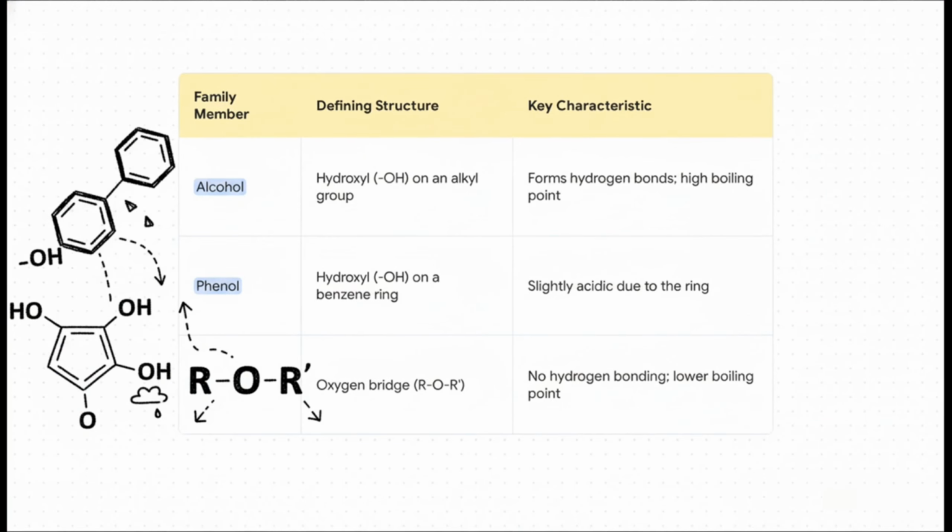So, here's the bottom line. For alcohols, having that -OH group on a carbon chain lets them form hydrogen bonds, which gives them higher boiling points. For phenols, putting that same -OH group on a benzene ring changes the game and makes the whole molecule slightly acidic. And for ethers, trapping the oxygen in the middle creates a stable bridge, which means no hydrogen bonding and a lower boiling point. Three families, all defined by how they use one little oxygen atom.